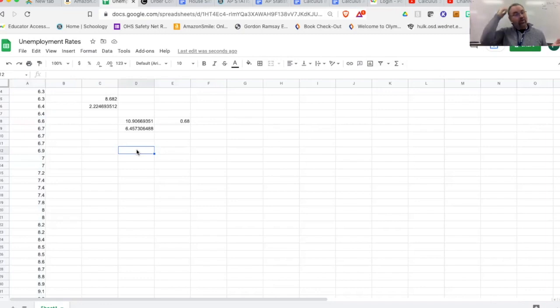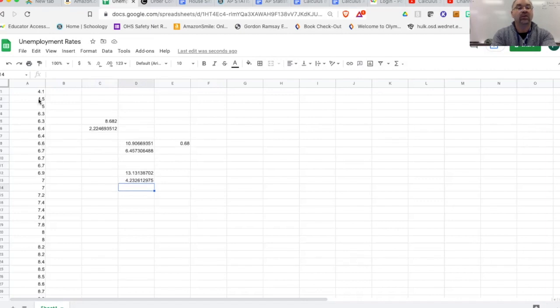Well, that's a pretty good sign. Now let's see what happens if we do 2 standard deviations. Again, I'm going to do a little formula. I'm going to take our mean and add 2 times our standard deviation. That'll be the upper boundary. Then here I'm going to take our mean and subtract 2 times our standard deviation. Between 13.13 and 4.23, well, gosh, there's one there that's below.